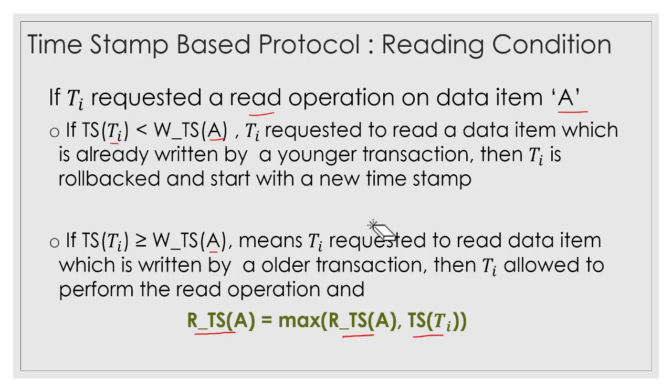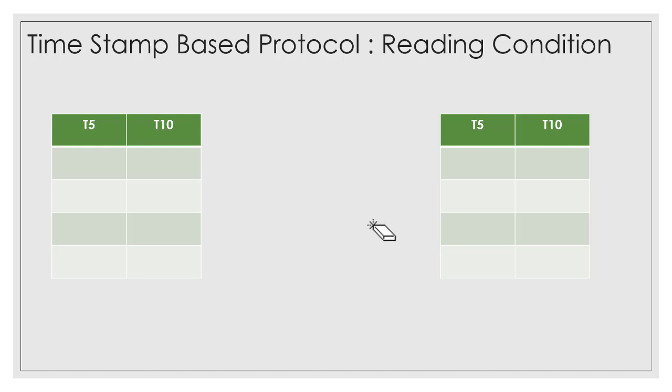So let us verify these two conditions with some examples. Here we are taking two transactions, T5 and T10. Remember, T5 and T10 represent the timestamps. So 5 is less than 10. By this, we are assuming that T5 is the older transaction and T10 is the younger transaction for our discussion only. The naming may not be the same as the actual one, but for our easier understanding, we are considering this.